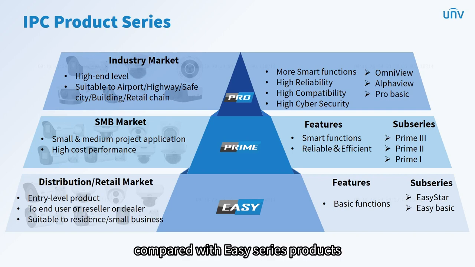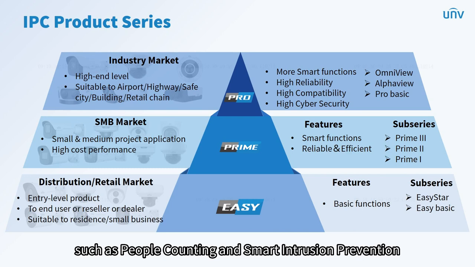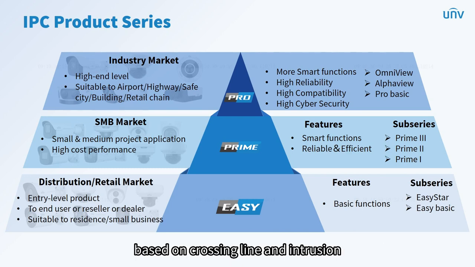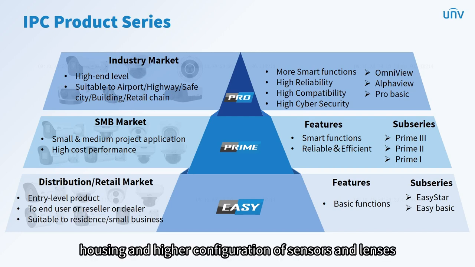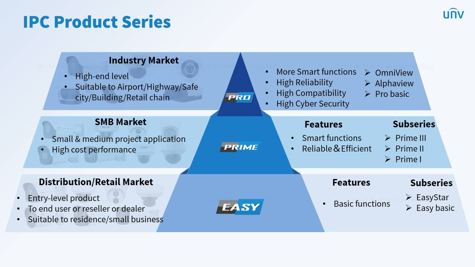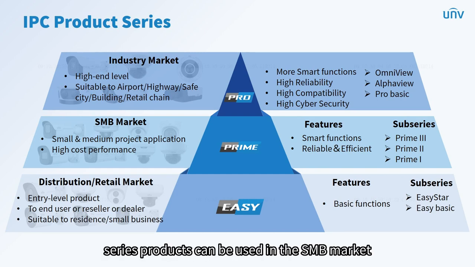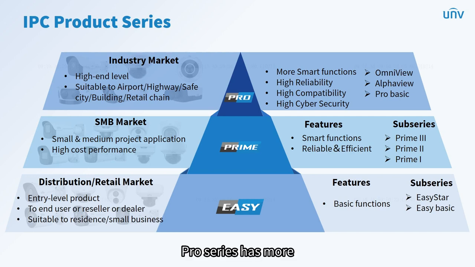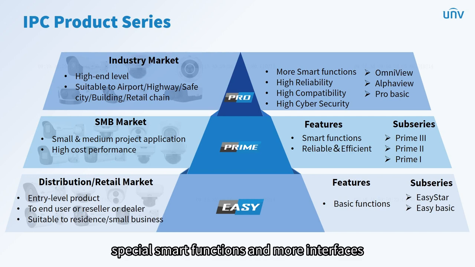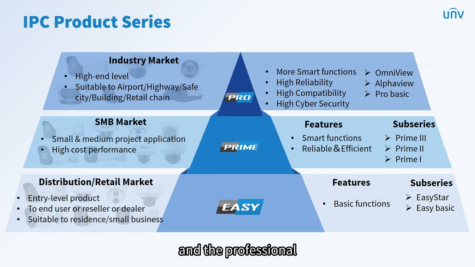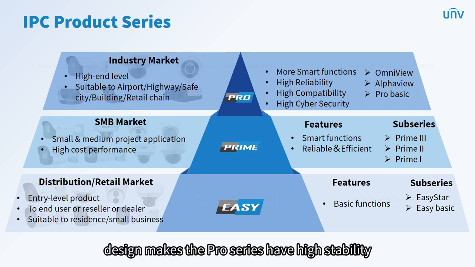Compared with Easy Series products, Prime Series products have more smart functions, such as people counting and smart intrusion prevention based on crossing line and intrusion. Prime Series products have larger housing and higher configuration of sensors and lenses. The good performance of Prime Series products can be used in the SMB market. Pro Series has more special smart functions and more interfaces, and the professional design makes the Pro Series have high stability.